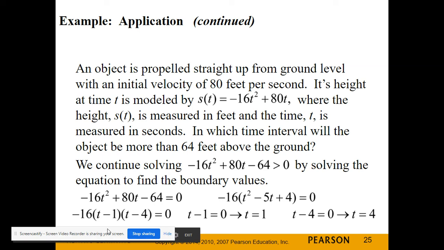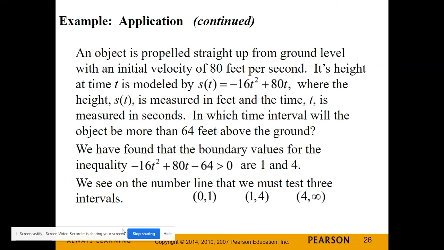First thing I would do is, now you're going to try to solve, set that equal to 0 and solve. So the first thing you can do is divide a negative 16 out of each term. Then you can factor what's left over into t minus 1 and t minus 4. So your two values of t are 1 and 4. Essentially what you found out is that the rocket is exactly 64 feet above the ground at 1 second and 4 seconds.